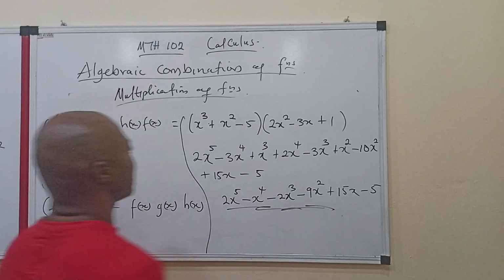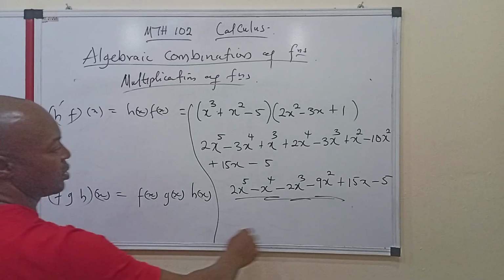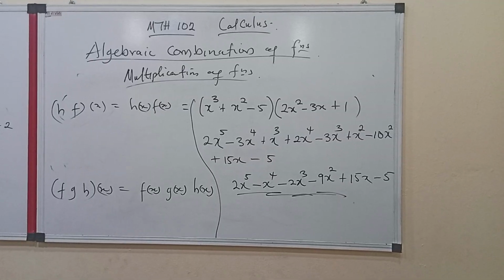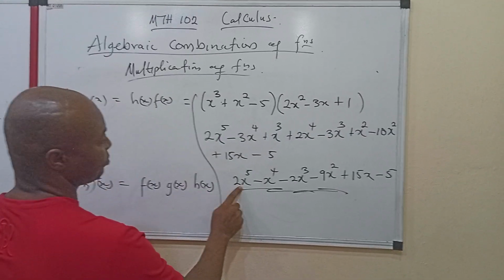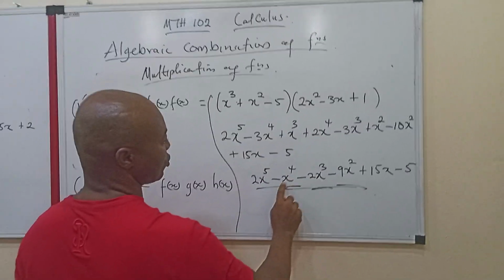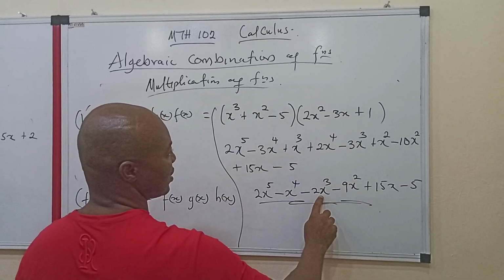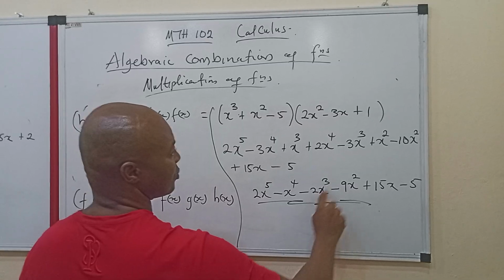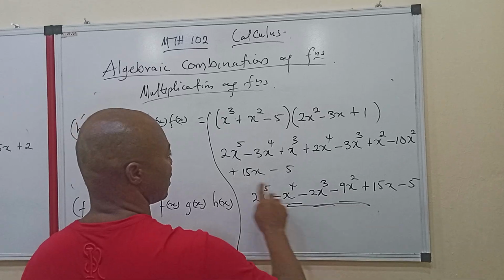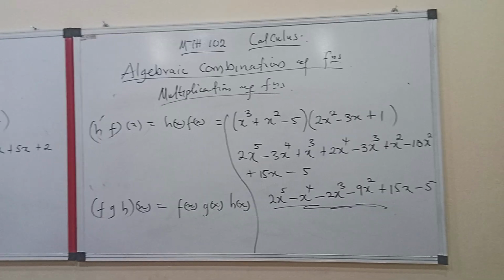So when you take the product of these two functions, this is what you have. This one coming here, this one and this one give birth to this. This and this give birth to this. This and this give birth to this. Then this one is this, and this one is this. So that's what we have.